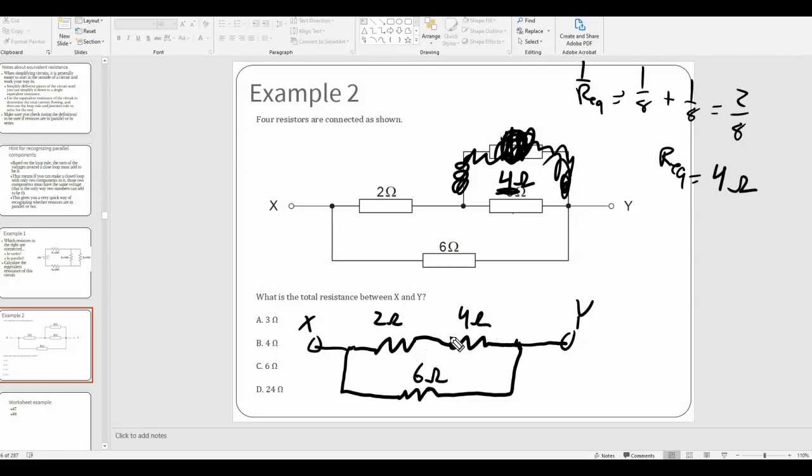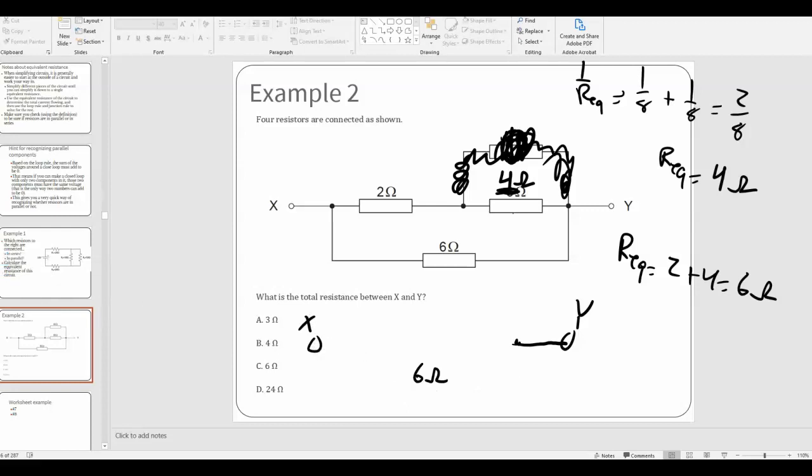Okay, now the 2 ohm and the 4 ohm are in series, and so I can find the equivalent resistance between those two just by doing 2 plus 4, which is 6 ohms. In other words, I've now reduced this circuit down even further, and now I've reduced it down to this. Okay, so I end up with 6 ohms and 6 ohms in parallel.